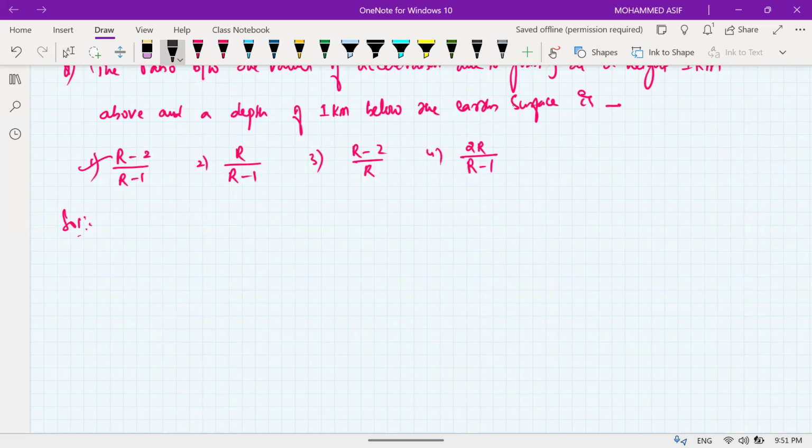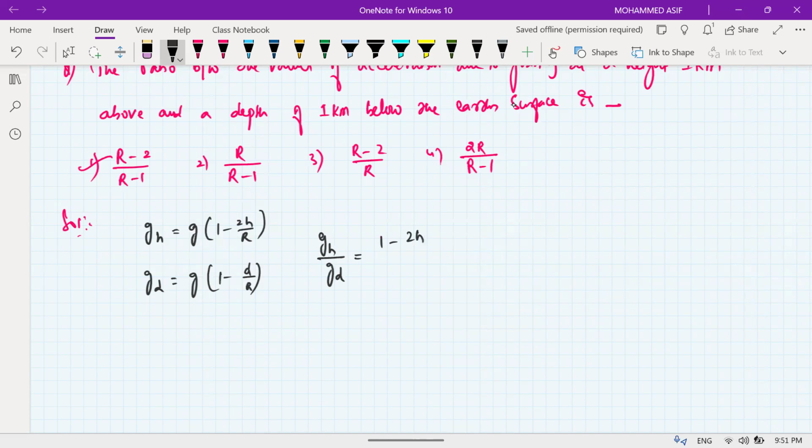You know both of the formulas, beta. G at a height is G into 1 minus 2H divided by R. And G at a depth also, you know the formula: G into 1 minus depth divided by radius. It is asking the ratio of G at height divided by G at depth. That equals 1 minus 2H divided by R, divided by 1 minus D divided by R, because G and G anyhow will get cancelled.